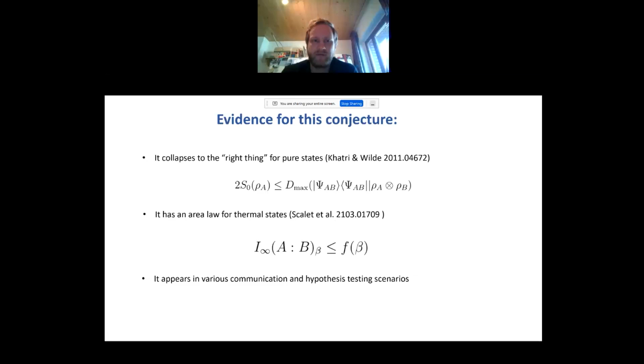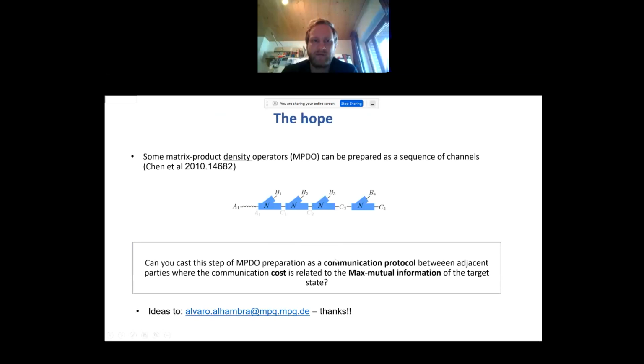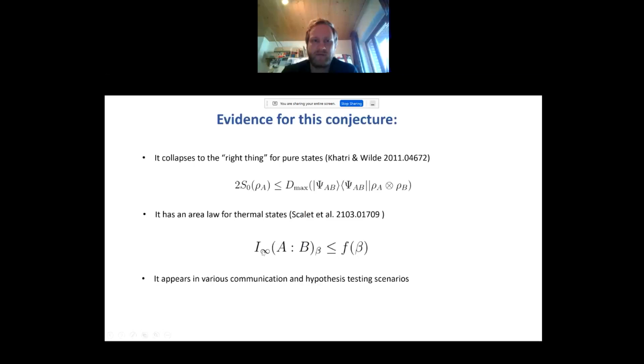Then this quantity actually has an area law. So this quantity is upper bounded by a constant. So this guarantees that you can approximate it by a tensor network. And of course, this quantity, this mutual information, appears in many communication and hypothesis testing scenarios, as you know much better than me. So what is the hope?